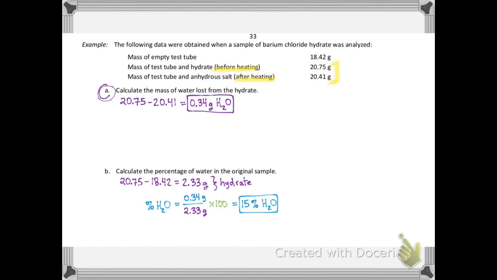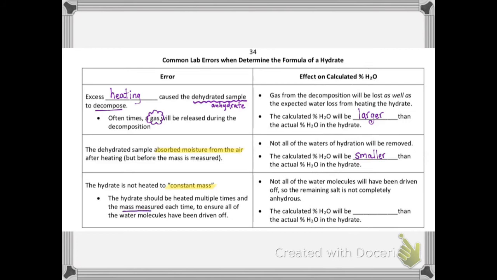What you do is instead of just heating it once, you heat it, measure the mass, and then you heat it again, and again, and again. And of course, you're measuring the mass each time that you heat it. Once the mass remains constant, aka you heat it and the mass doesn't change, well, that means all the water molecules must have been driven off. So if you don't heat to constant mass, and check yourself, honestly, you probably didn't drive off all the water, so of course your calculated percentage of water in the hydrate is going to be smaller than the actual percentage of water.